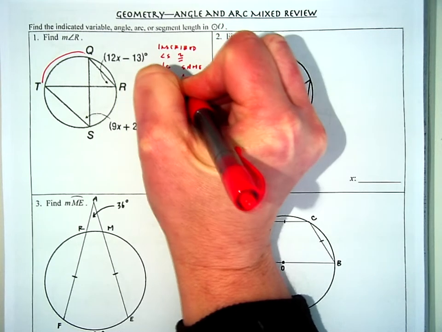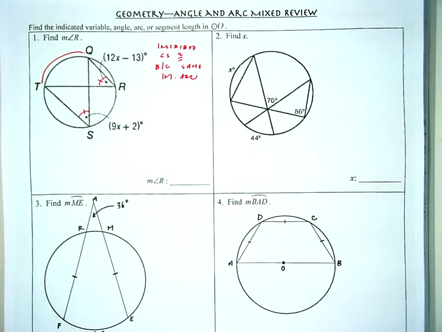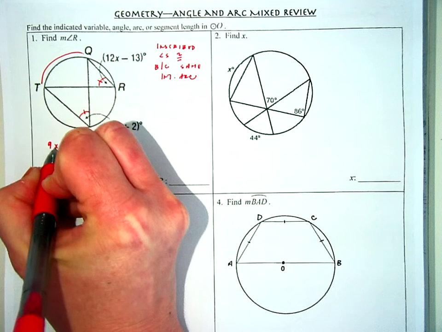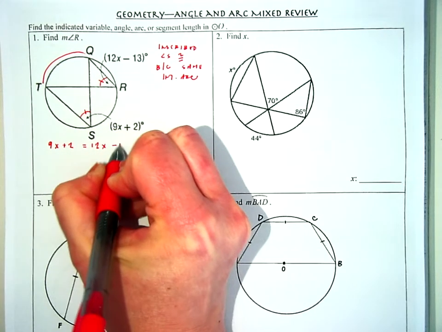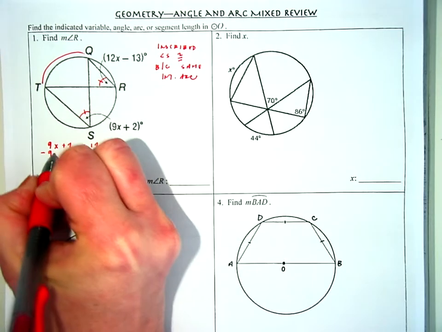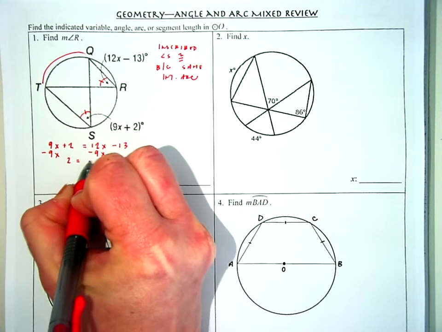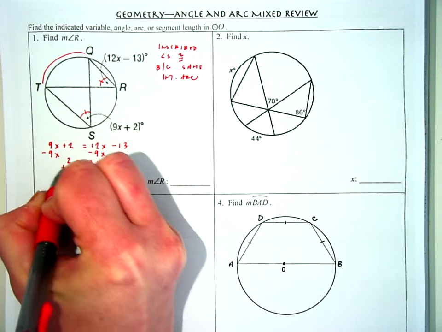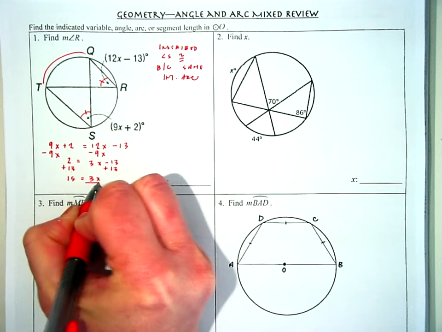So this angle has to be congruent to this angle right here. So I can build an equation where I make them equal to each other. So I have 9x plus 2 is equal to 12x minus 13. Now I'm just solving for x. I'm going to take away the 9x from each side. 2 is equal to 3x minus 13. Add the 13 over. 15 equals 3x. Divide each side by 3.